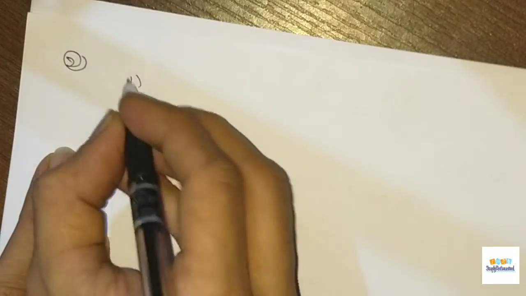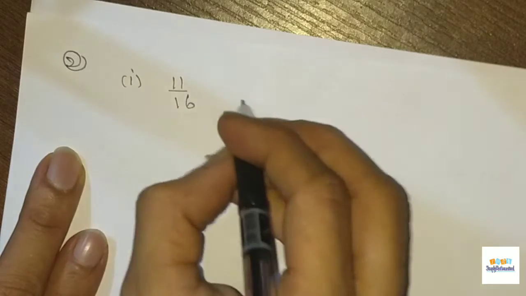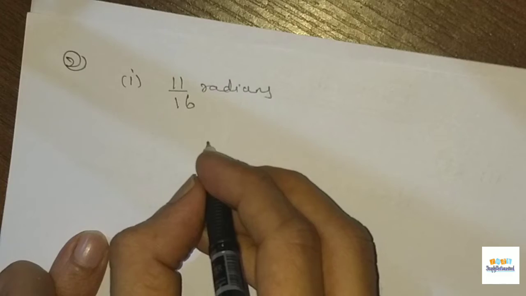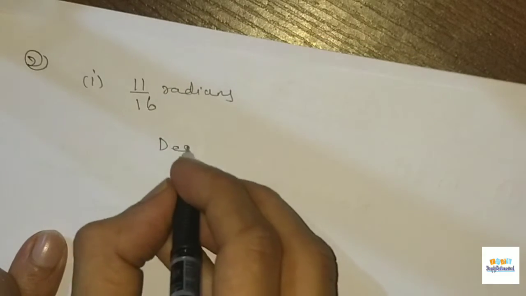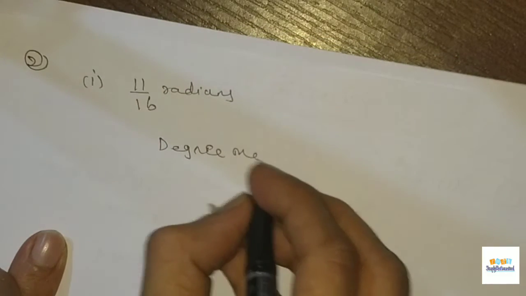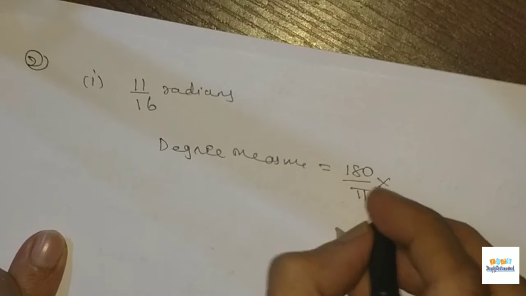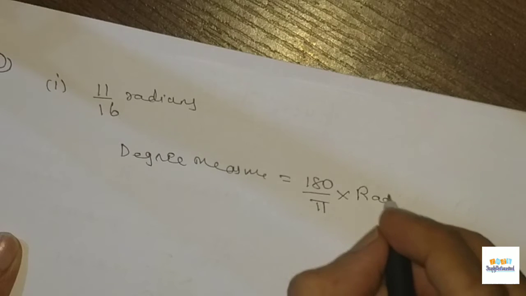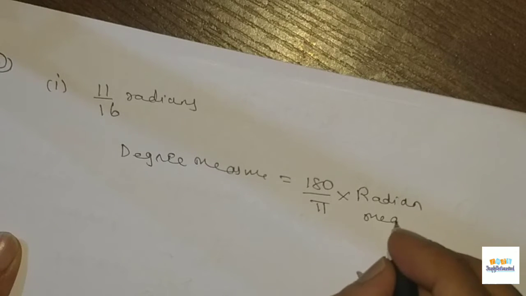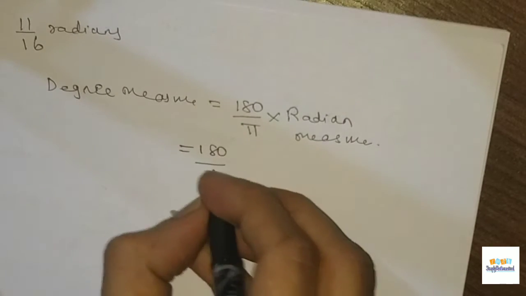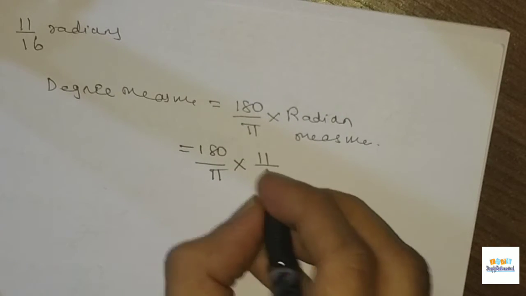So now again you have to use a formula. The first one is given as 11 by 16 radians. If you want to find the degree measure, it will be equal to 180 by pi multiplied by the radian measure. So which is equal to 180 by pi multiplied by 11 by 16.